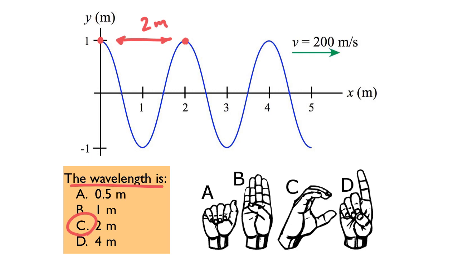Now, if this was a history graph, and so what we were plotting on this axis was not x, but the time in seconds, the distance between the successive peaks would be the period.